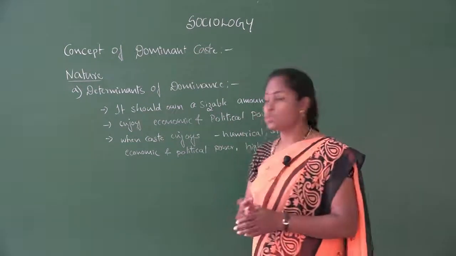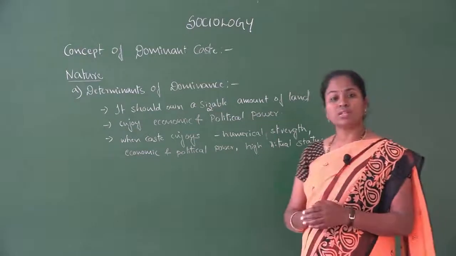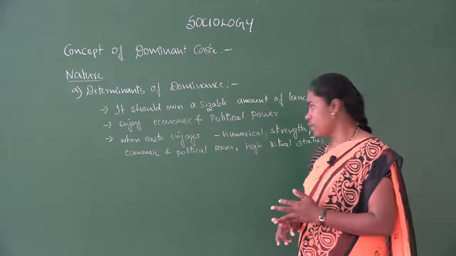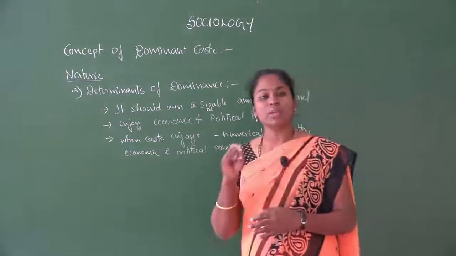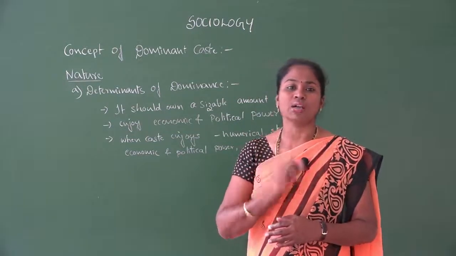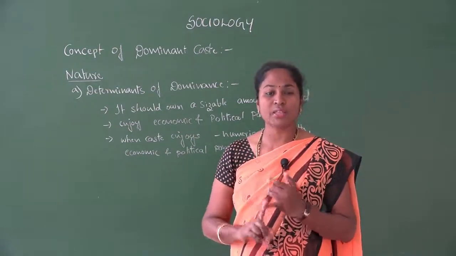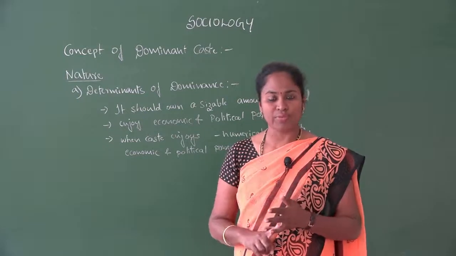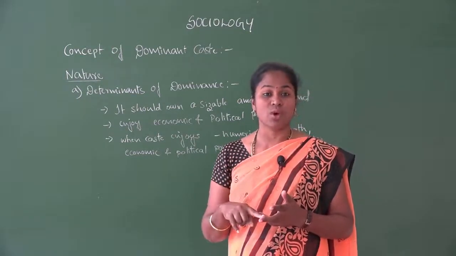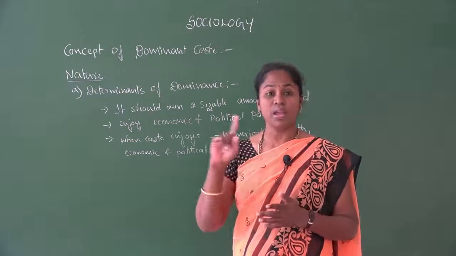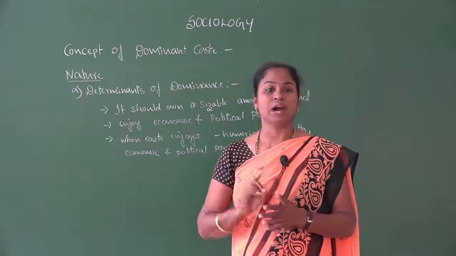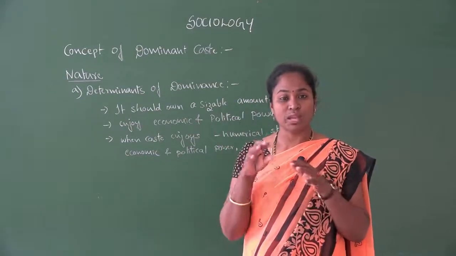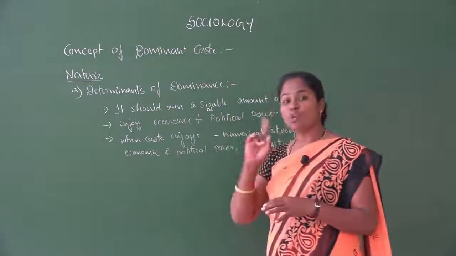So here we can see when a caste enjoys numerical strength, economic and political power, and high ritual status, then we call that a dominant caste. Numerical strength, the number is very big. Economic and political power, and high ritual status. When they enjoy all these things, then we can call that a dominant caste. So these are the group of factors we mean when we say determinants of dominance.